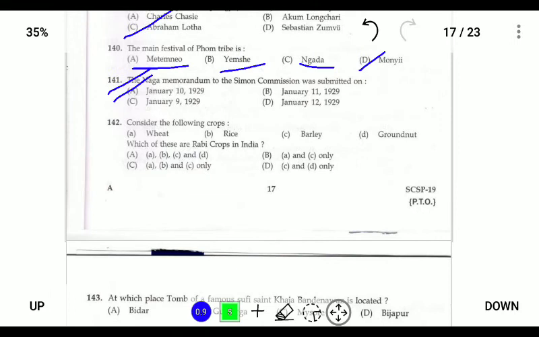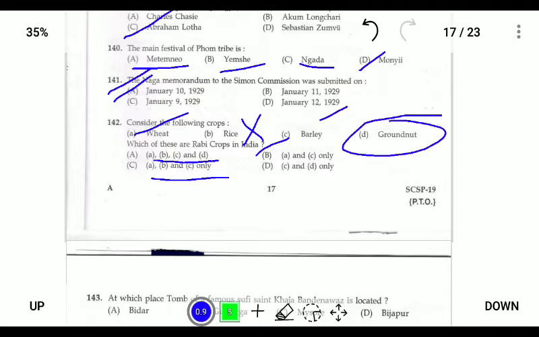Consider the following crops. Which are the Rabi crops? So if we look at the crops, rice is not a Rabi crop, so we will exclude option B. If we exclude option B, the entire A is wrong, C is also wrong, and out of B and D, the correct answer is only A and C, that is wheat and barley. Groundnut is also a correct crop.